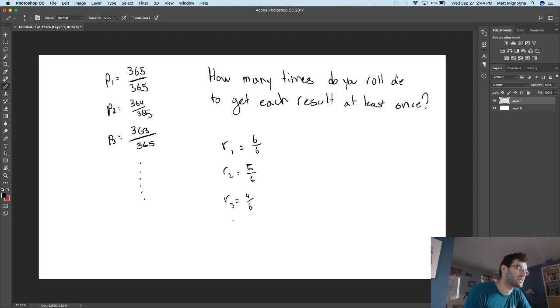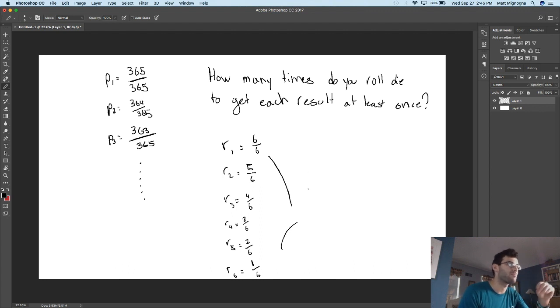Roll 3 is 4 out of 6. Roll 4 is 3 out of 6. I ran out of space. Roll 5 is 2 out of 6. And roll 6 is 1 out of 6. Now, if you multiply all these together, what you get are the odds that you get every single number in your first 6 rolls. So every number in first 6 rolls.